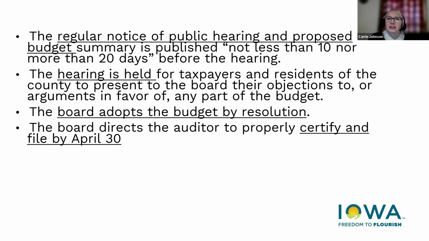The regular notice of public hearing and budget summary is published not less than 10, no more than 20 days prior to the hearing. And so this is the hearing that's going to be on your full budget. The hearing is held for those taxpayers to speak to any part of your budget. So this is where they would see your proposed expenditures and your proposed other revenue, and again, the budget in full.